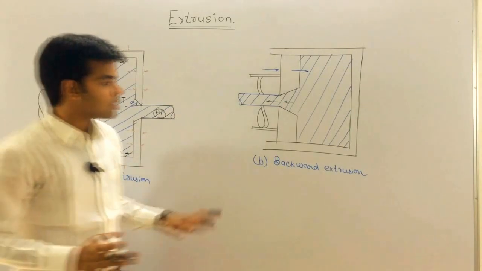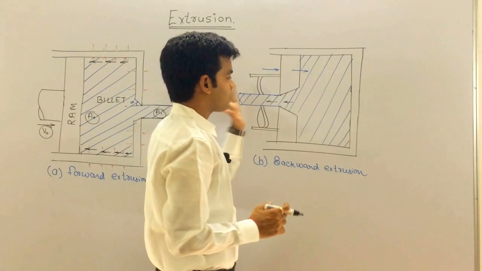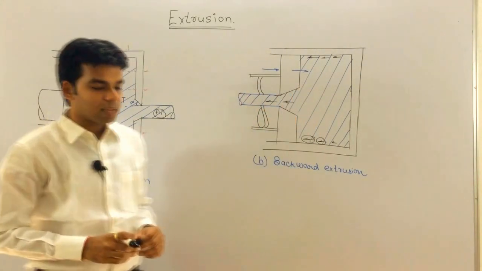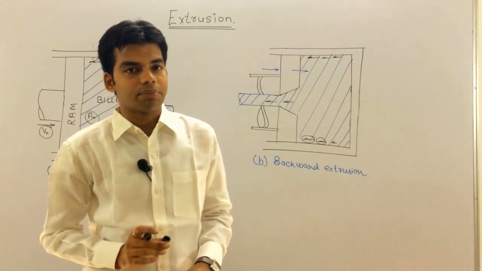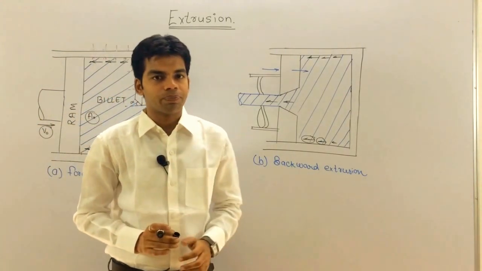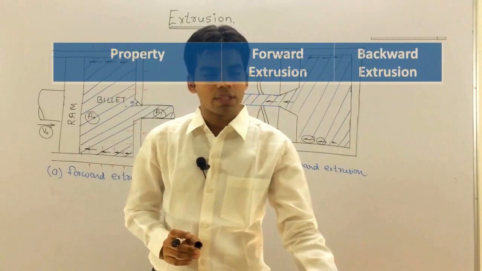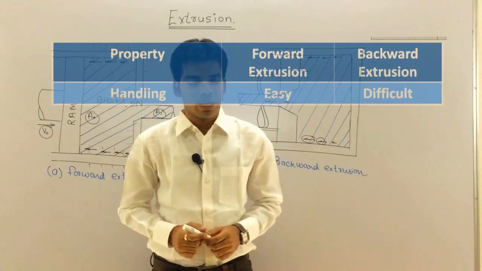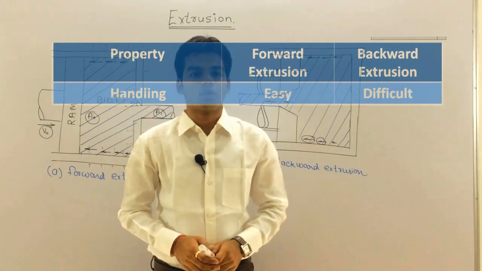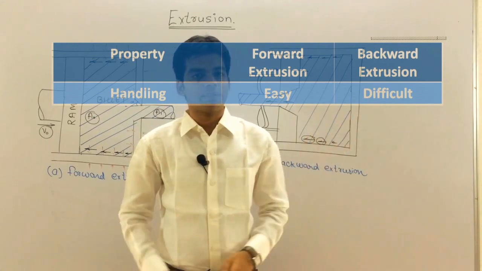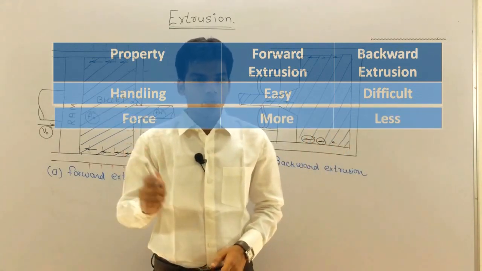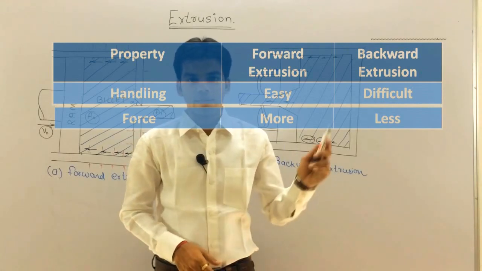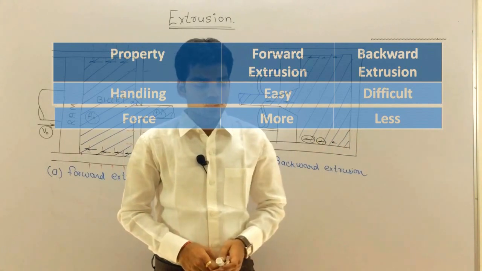And what is happening in the reverse extrusion process? In the backward extrusion process, we are applying force through RAM in this direction. So force required in case of backward extrusion will be quite less as compared to the forward extrusion. Clear or not? Now let us see the comparison of forward and backward extrusion. The very first thing is handling. Handling obviously will be easy in forward extrusion and difficult in backward extrusion. Second thing is force applied. As I told you, force applied will be more in forward extrusion and less in backward extrusion.